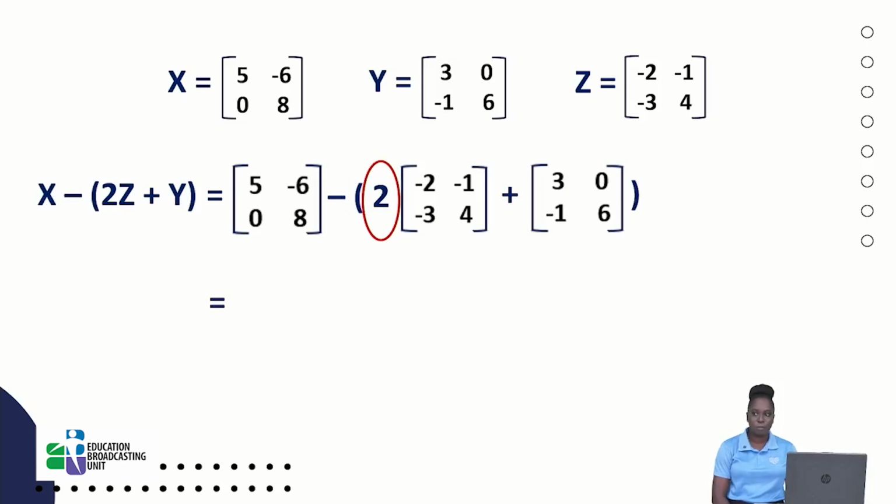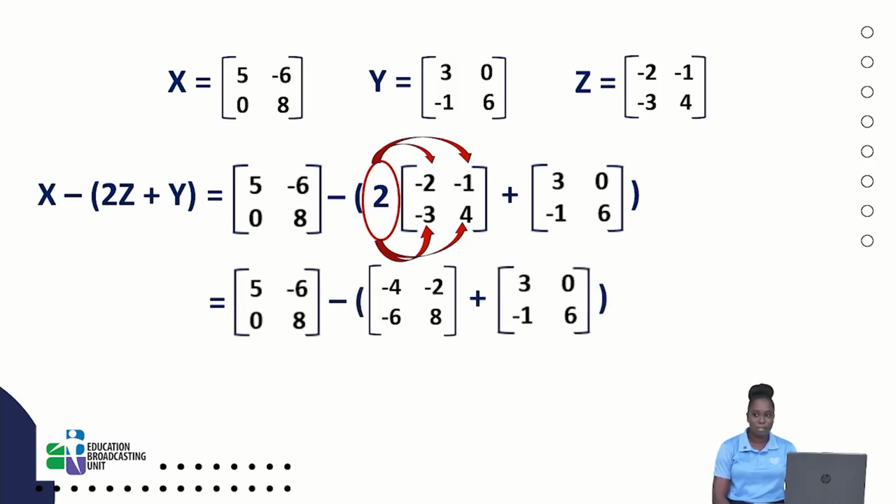And so we will have to multiply 2 by matrix Z, which is negative 2, negative 1, negative 3, and 4. So we will have 2 times negative 2, 2 times negative 1, 2 times negative 3, and 2 times 4. We'll just rewrite the first matrix, 5, negative 6, 0, 8, and rewrite the final one as well, which is 3, 0, negative 1, 6, while replacing the middle with the answer.